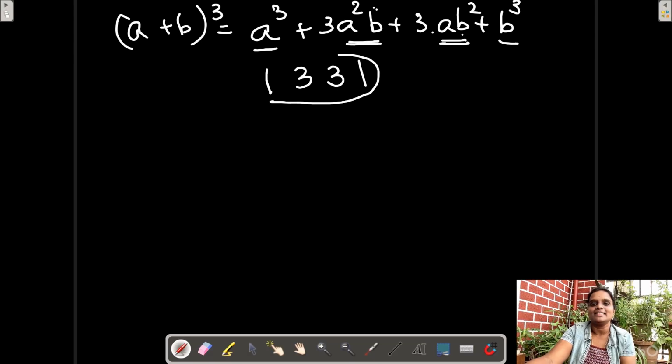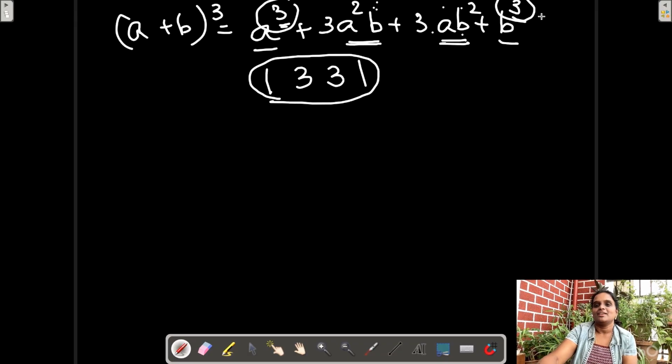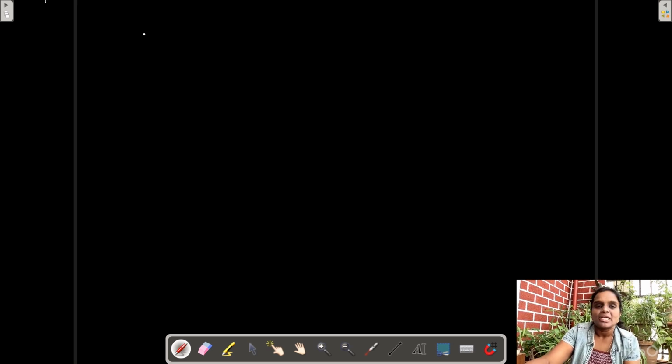1 3 3 1 for coefficients, and powers all add up to 3. See here, this is 3. This will be 2 plus 1, 3. This will be 1 plus 2, 3. And this is also 3. Found out the trick? Hooray! We unlocked an algebraic identity. Now let's solve some examples. Let's take a simple example.